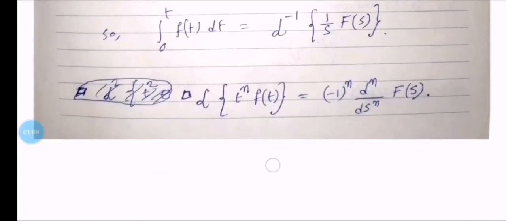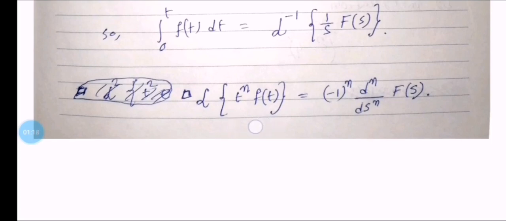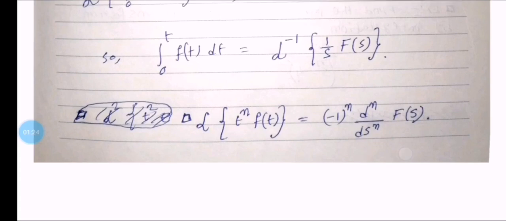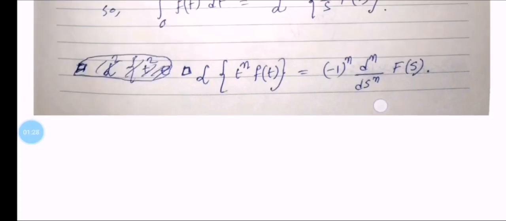So L of t to the power n f of t: if f of t is multiplied by t to the power n, then that can be written as minus 1 to the power n, d^n by ds^n, the nth order derivative of F of s with respect to s.